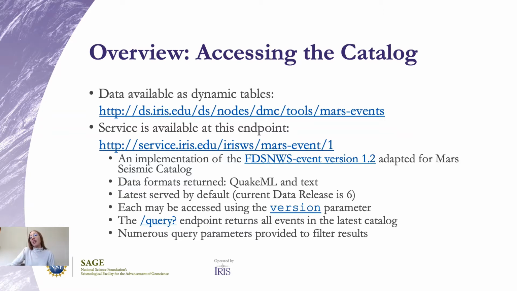So already at IRIS, you can access the catalog through some super dynamic tables. It's a nice browsable view into the catalog. More recently, we have made the Mars Event Service available in IRIS services. It's an adaptation of the FDSN-WS event specification for Mars events. The current and all versions of the catalog are available using the version parameter from this service.